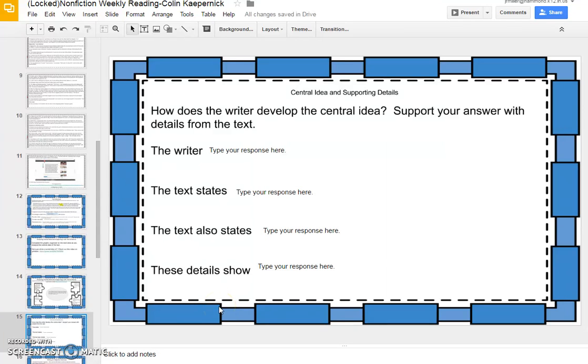The purpose of this video is to show you how to respond to a constructed response item, specifically when the question is asking about the central idea. So this question says, how does the writer develop the central idea? Support your answer with details from the text. There are some sentence stems for you already right here.